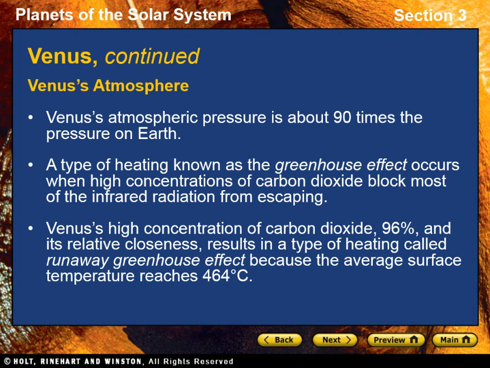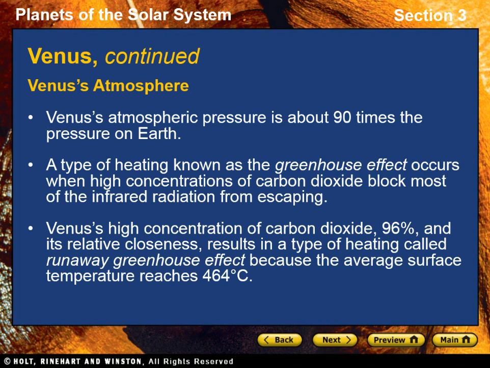Solar energy that penetrates the atmosphere heats the planet's surface. The high concentration of carbon dioxide in the atmosphere blocks most of the infrared radiation from escaping. This type of heating is called a greenhouse effect. On Earth, a greenhouse effect warms Earth enough to allow organisms to live on the planet. But the greenhouse effect on Venus makes the average surface temperature 464 degrees Celsius. This phenomenon is commonly referred to as a runaway greenhouse effect and makes Venus's surface temperature the highest known in the solar system.